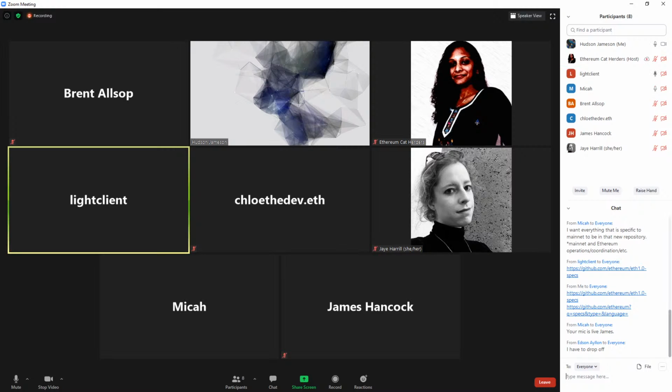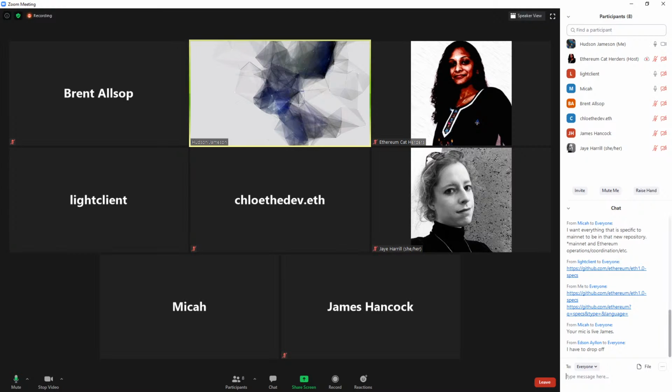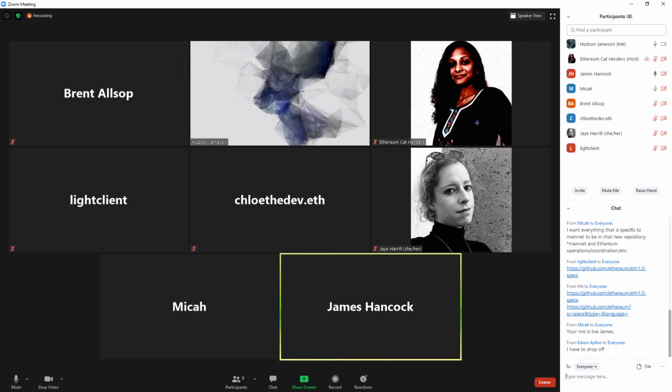In the ideal world, someone would rewrite the yellow paper in the same sort of format, the Pythonic format that the ETH2 spec is in. But that's a huge task and a large ask. That'd be awesome, though. You're right. That'd be really cool. That'd be so cool.